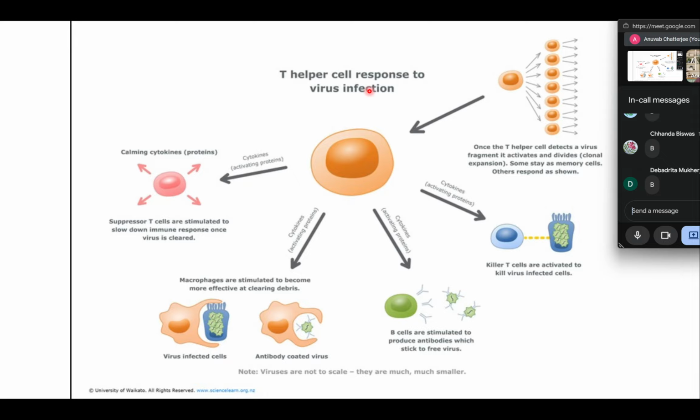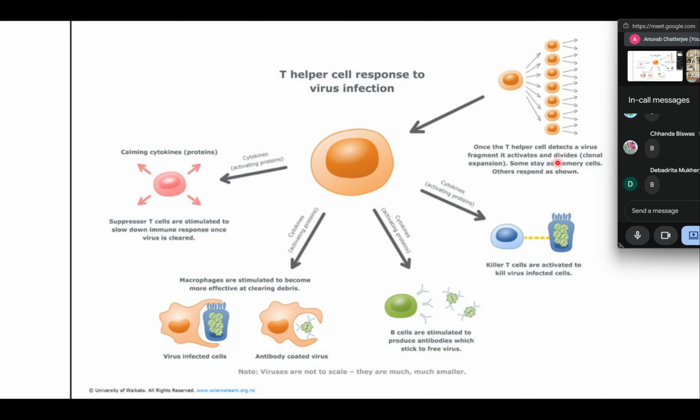Once the T helper cell identifies a foreign protein, that means there is a foreign bacteria going around, there is an infection, and it starts a downstream cascade. The first thing it does is start dividing to form a lot of similar T helper cells, which can identify this particular infection. So once the T helper cell detects a viral fragment, it activates and divides, which is known as clonal expansion. Some of them stay as memory T cells.